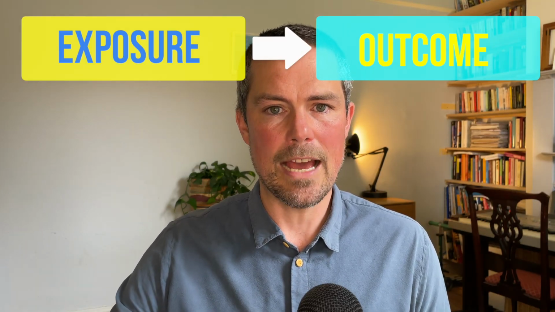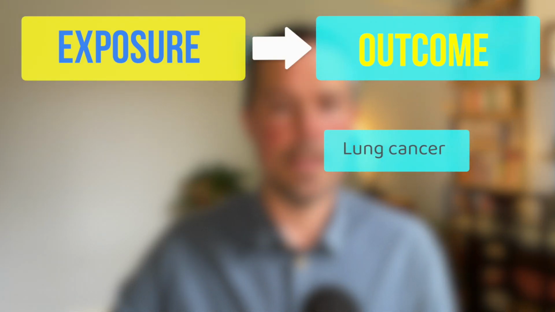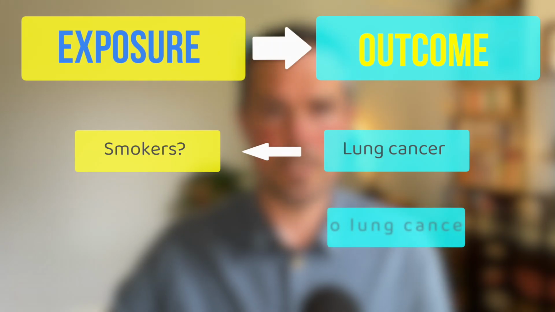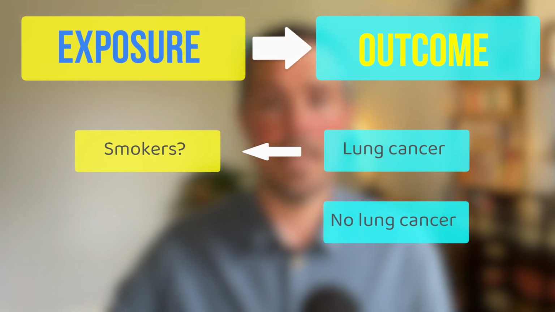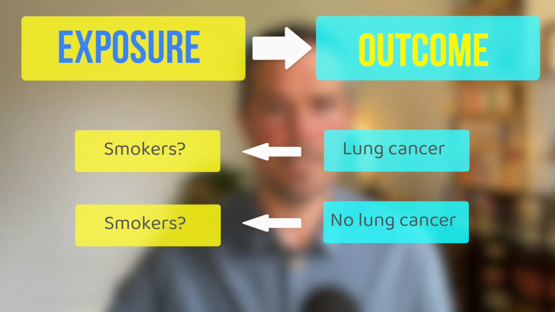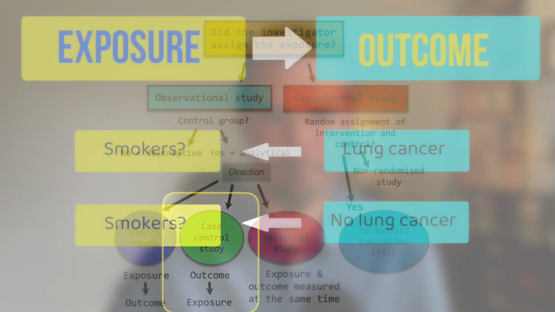So Doll and Hill in 1950 performed a research study. They started with the outcome first. They found patients who had lung cancer and they asked them if they smoked before. The exposure. For the comparison group, they observed another group that was age and sex matched, and they asked them if they smoked before. The risk difference between the two groups was assessed, and this is a case control study. One obvious bias here is recall bias in this study design.